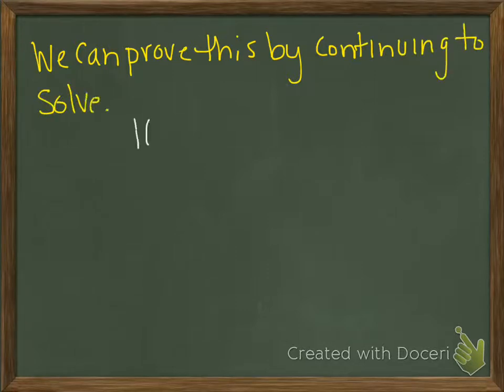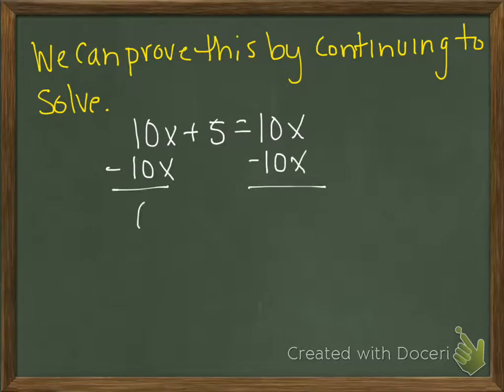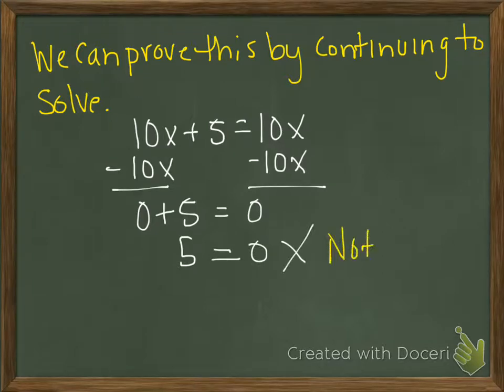So we can prove this by continuing to try and solve. 10x plus 5 equals 10x. Subtract 10x from both sides, and you're left with 5 equals 0. And we know that this is not true. So the equation has no solution.